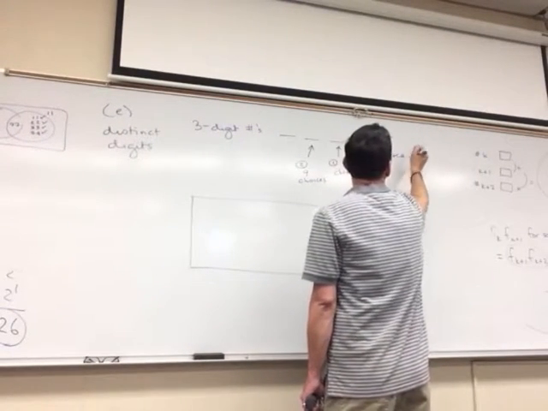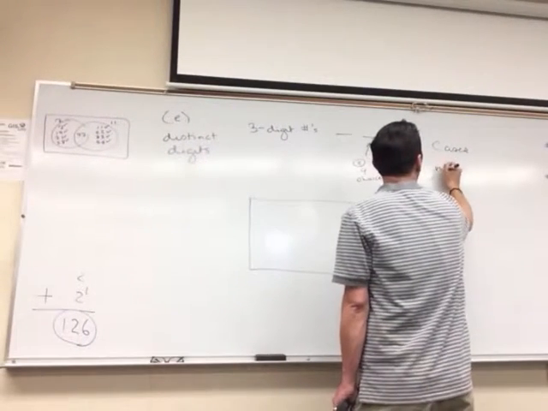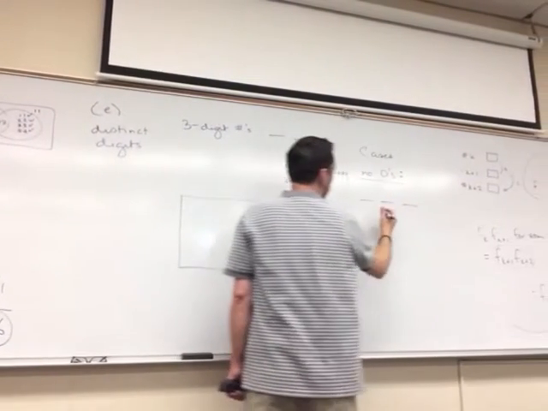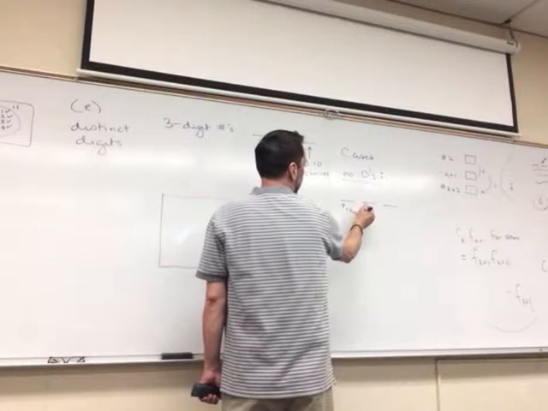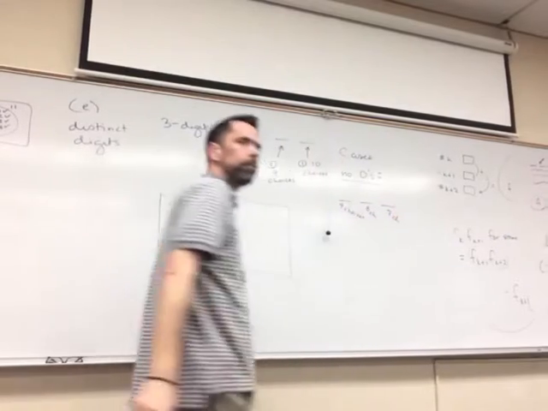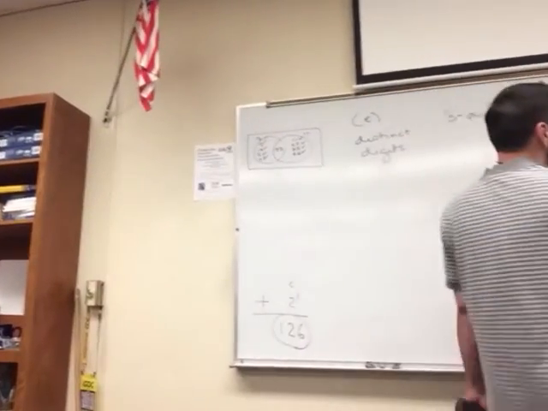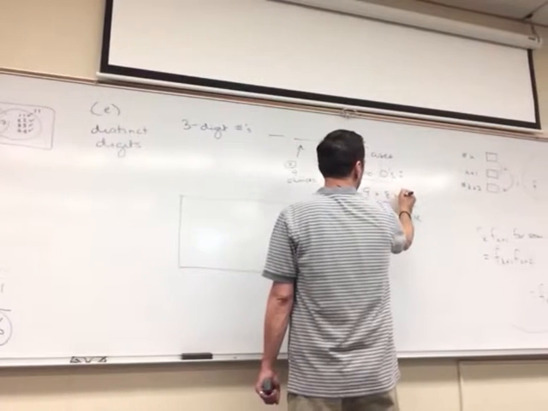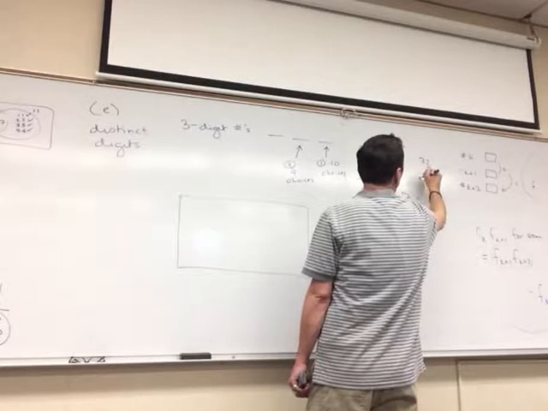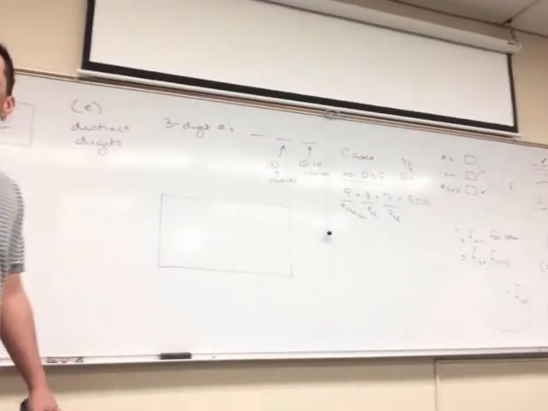Let's do it this way. Okay, so no zeros anywhere. Well, you have 9 choices for what to put here. You have 8 choices for what to put here. And you have 7 choices for what to put there. So that comes out to 9 times 8 times 7, which is what? 504? Does that seem okay?